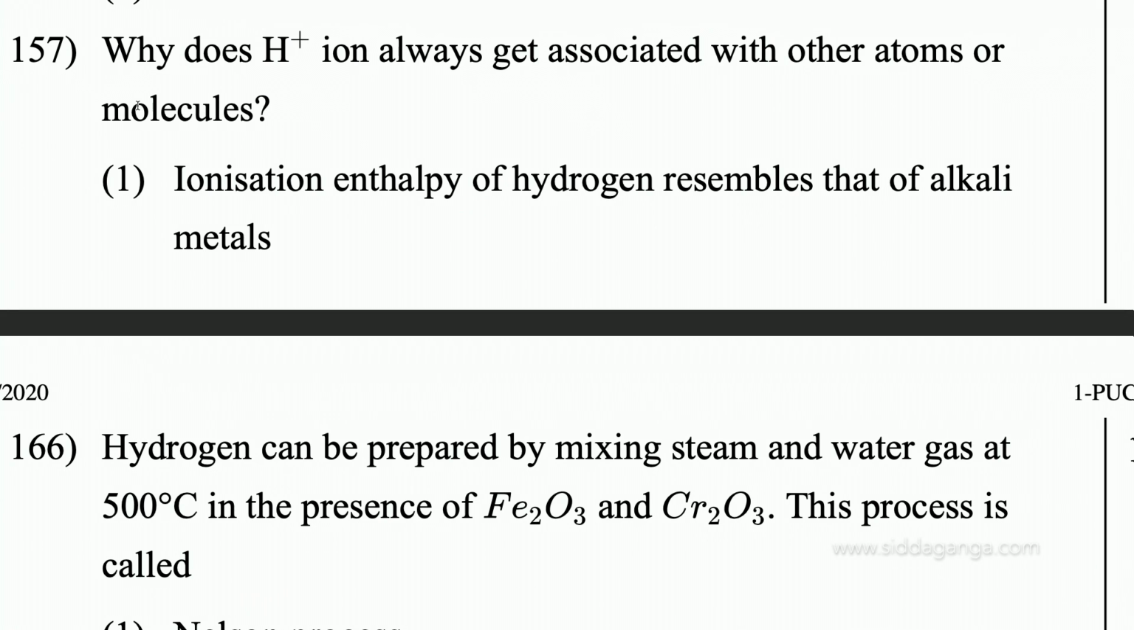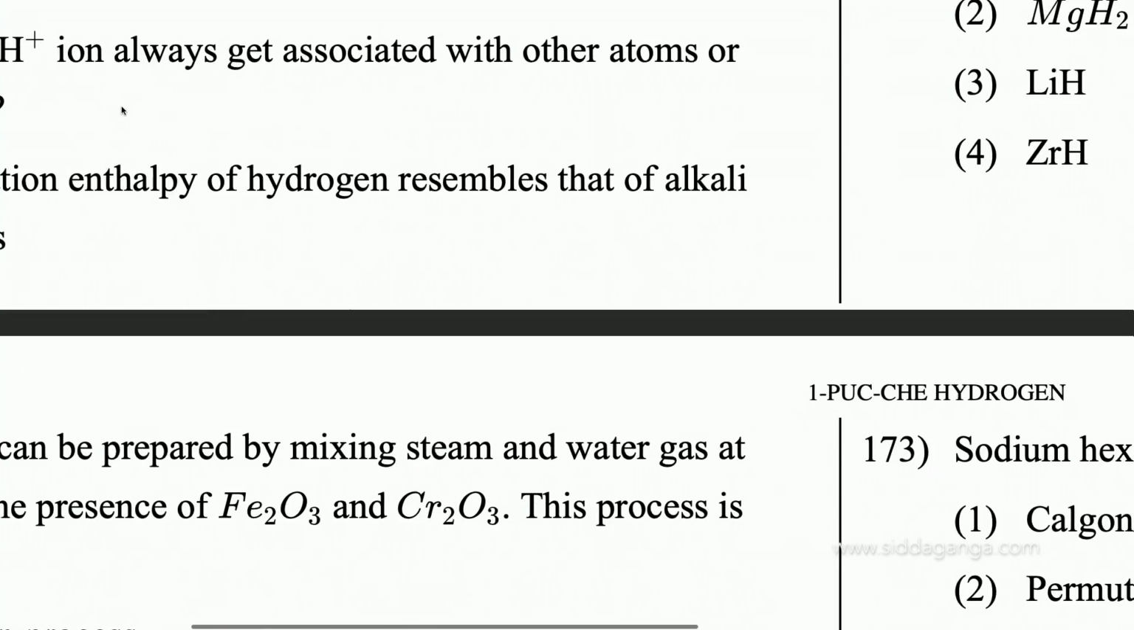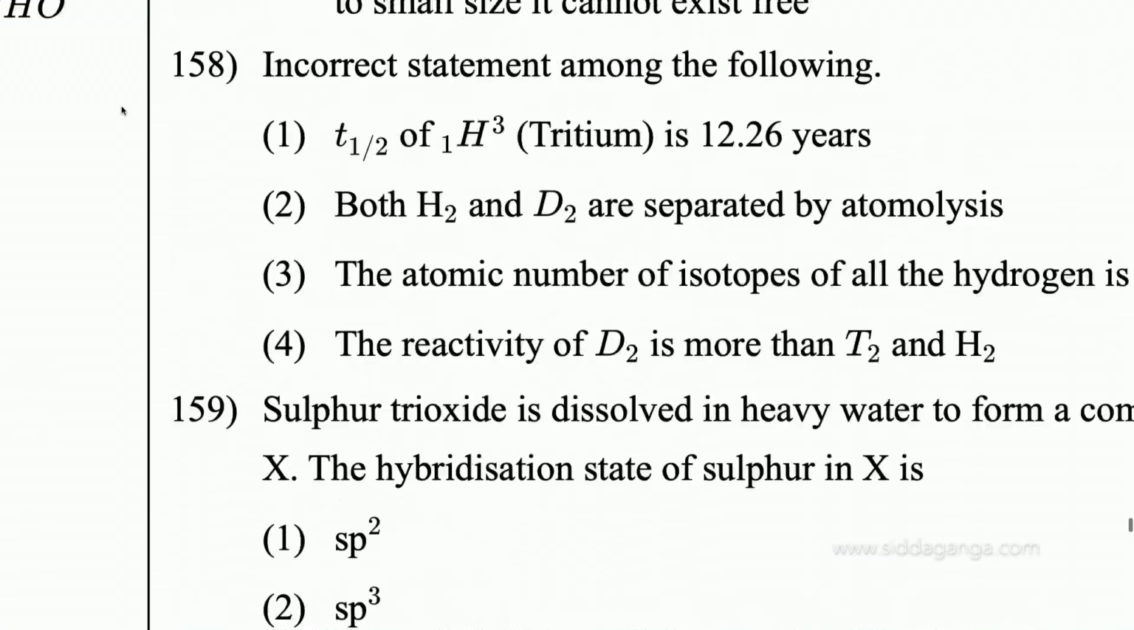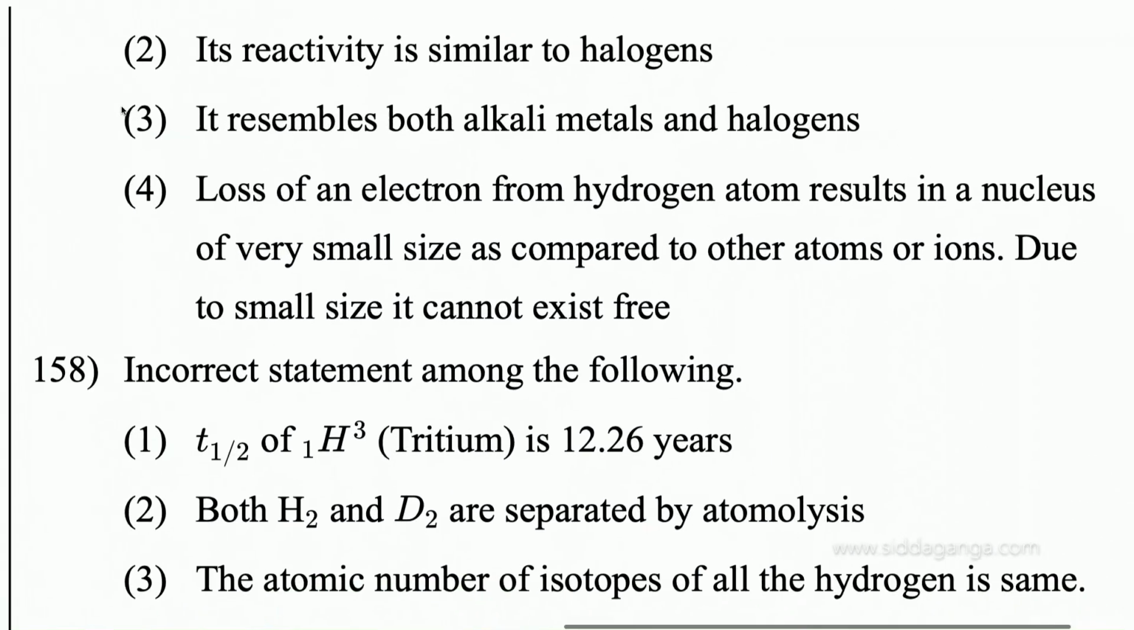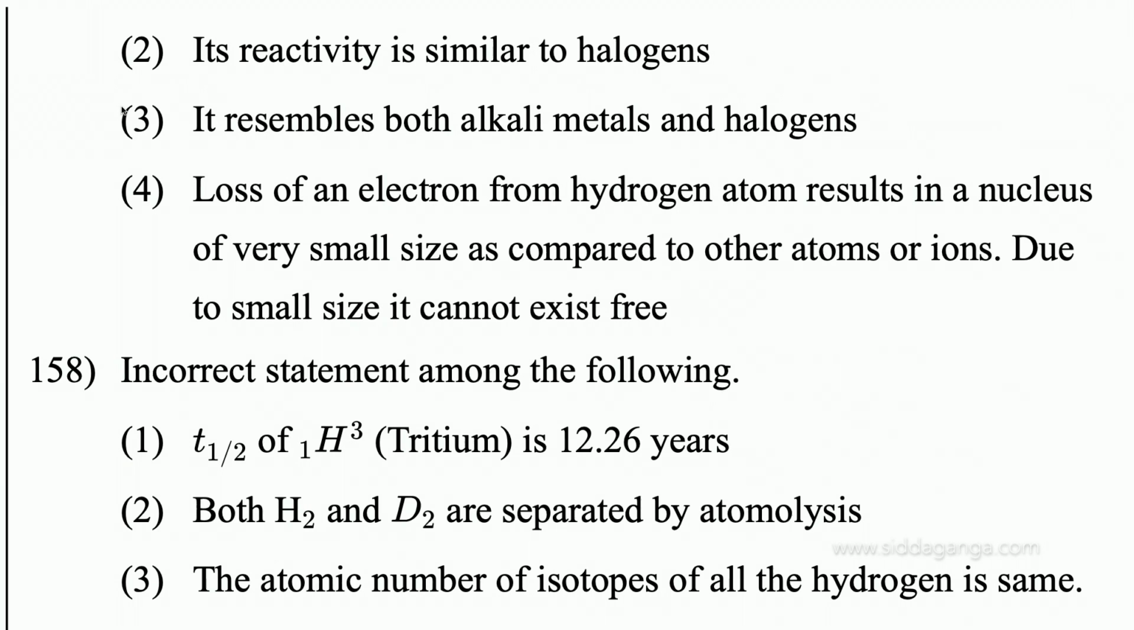Why does H plus ion always get associated with other atoms or other molecules? The options are: ionization enthalpy of hydrogen resembles that of alkali. Next, its reactivity is similar to halogen, which is actually not correct. It resembles both alkali metals and halogens, but the last option: loss of an electron from hydrogen atom results in the nucleus of very small size as compared to other atoms or ions.